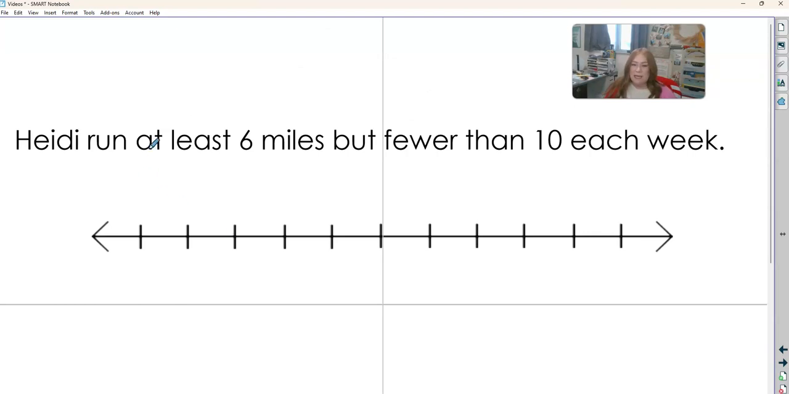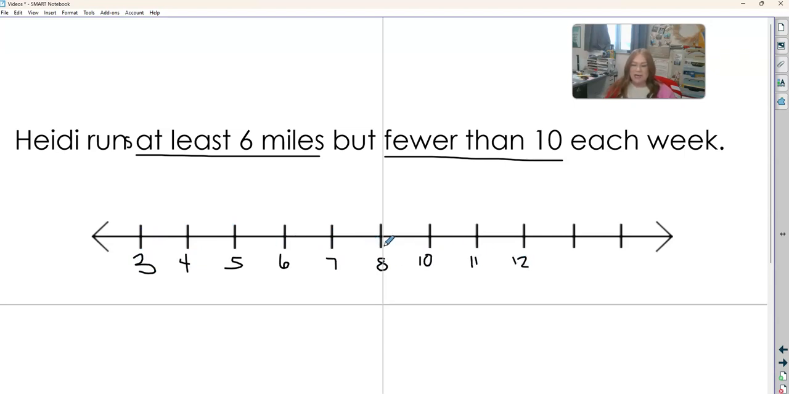Another type of problem you might see in here is an inequality, but these are going to have more than one thing that they're comparing. So Heidi runs at least 6 miles, at least 6, but fewer than 10. So she's running somewhere between 6 and 10. We're going to graph that and write the inequalities. First of all, we just need to get a number line here. I'm going to start with 6 here. I just know I need 6 and 10 on here. Otherwise, it doesn't really matter where we put them. So I have 6 through 10 here.